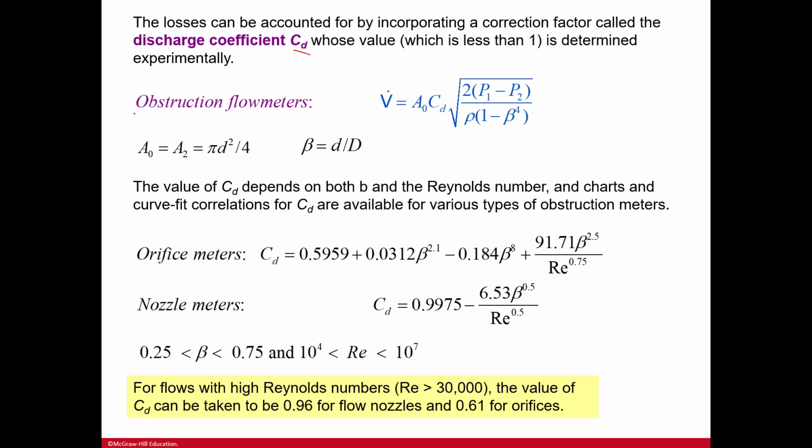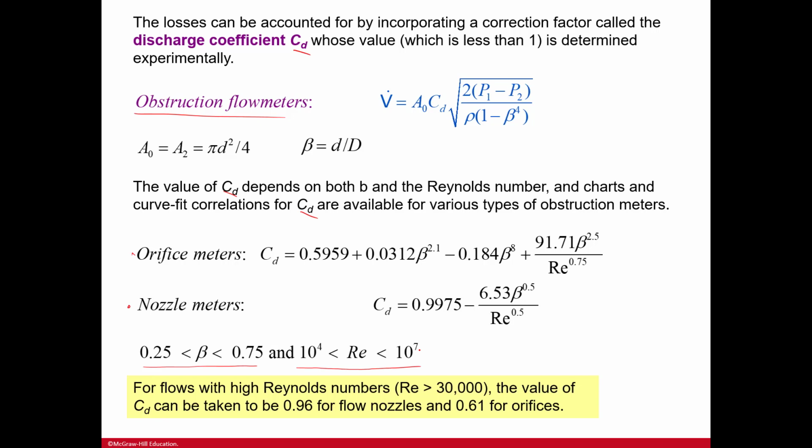Here's the obstruction flow meters. The value of CD, that discharge coefficient, depends on both beta and the Reynolds number, and the charts and the curve fit correlations for the discharge coefficient are available for various types of obstruction meters. So you see the orifice meters, the nozzle meters, and you see here the plots versus beta and the Reynolds number.